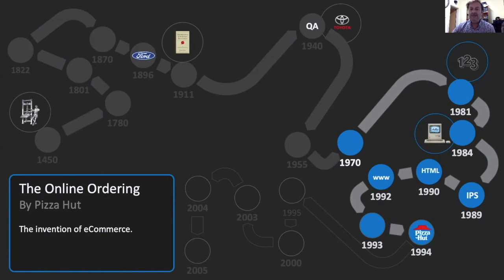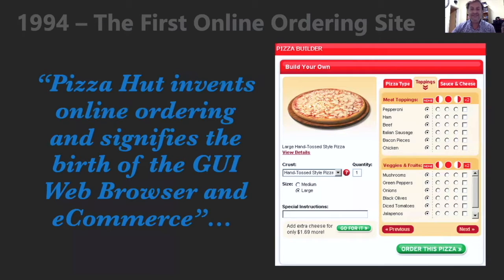In 1994, Pizza Hut invents online ordering. In 1994, you could sit down at your computer, open your browser, and order a pizza online. As with many technological advances, the market creates new forms of interaction not conceived by the technology's inventors. Who would have thought that eating a pizza would revolutionize human-machine interfacing and create e-commerce via a browser?